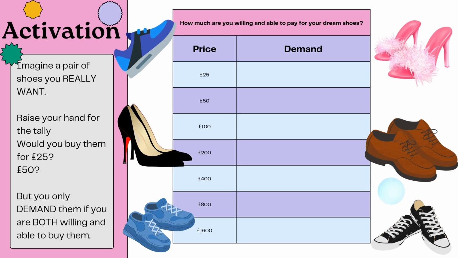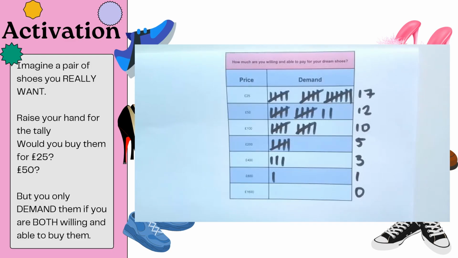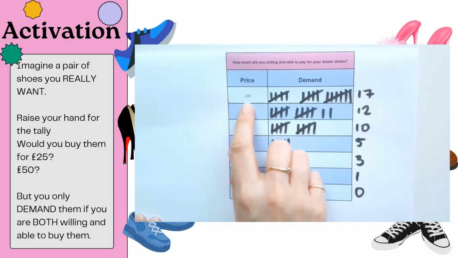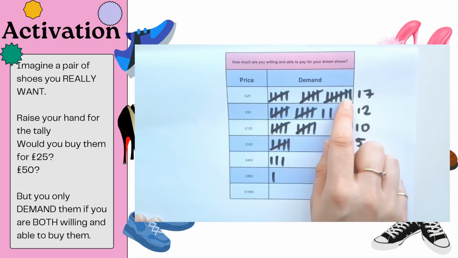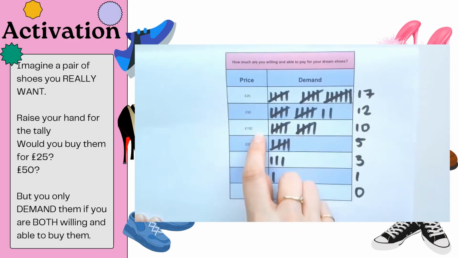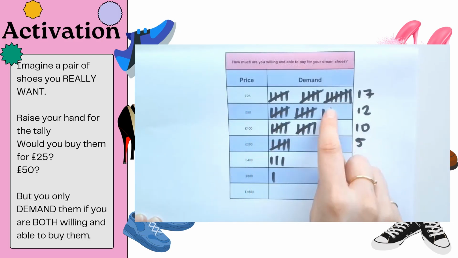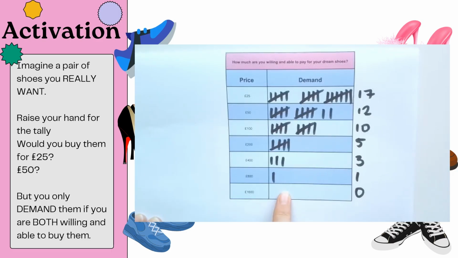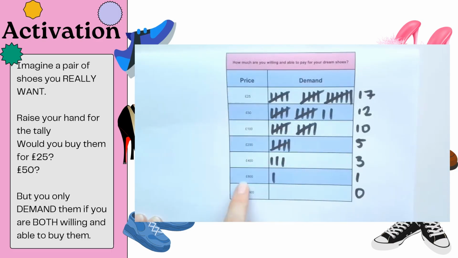What about £1,600? What you'd expect to see in a classroom is that as the price rises, the demand falls. These are the results I'd expect to see in the classroom. So at £25, maybe 17 of my students would have their hands up. And as the price increases, we would see more students drop their hands. And so it becomes intuitive that as price increases, fewer people demand the good.